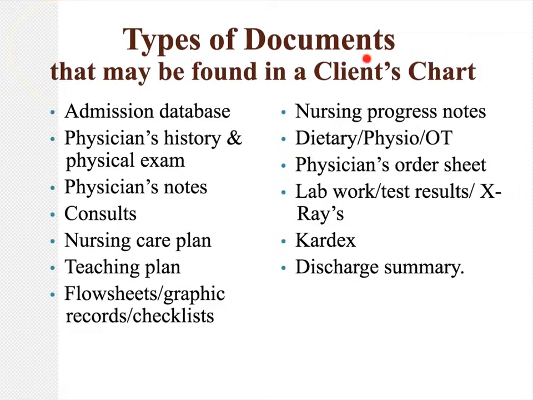On this slide titled Types of Documents That May Be Found in a Client's Chart, I'll just let you read through some of the different tab sections that you might find. What's listed here is mostly pertinent to a hospital client's chart. If you look in your nursing home client's chart, you'll have some of the same things, but not everything. In a clinic, you'll definitely have a history and physical upon the initial assessment, and then after that, it's just per visit updates and such. So again, I'll just let you read through those.